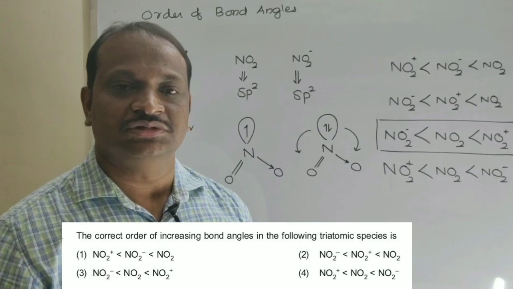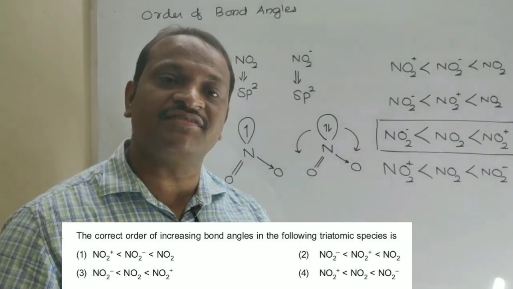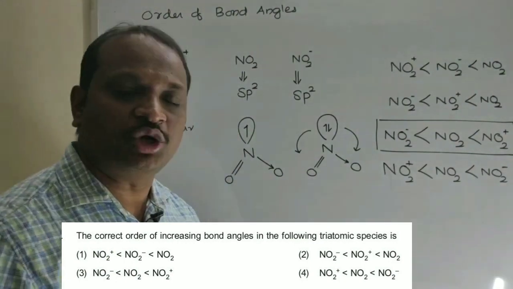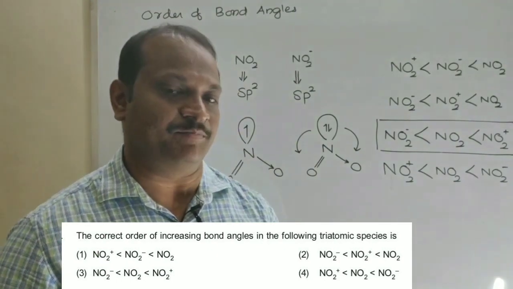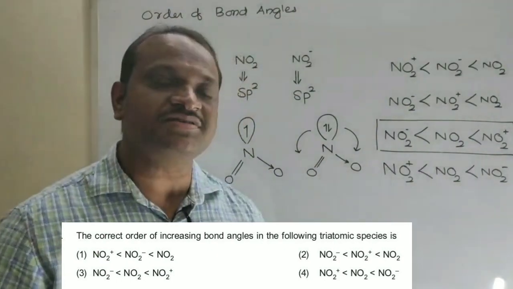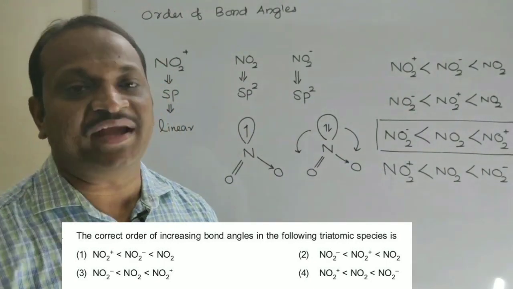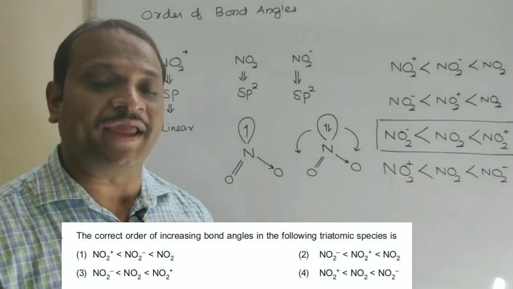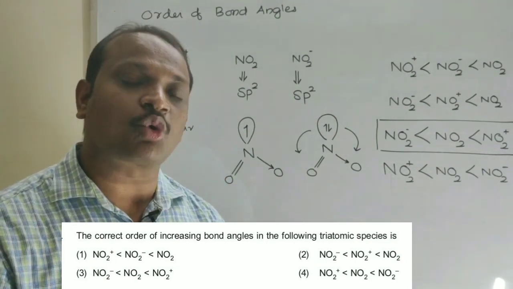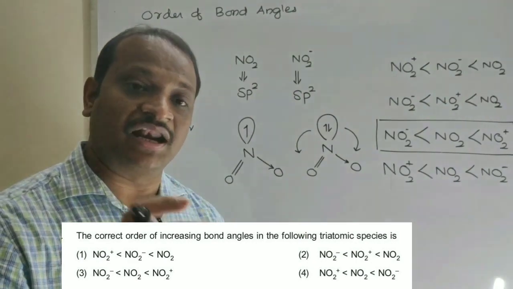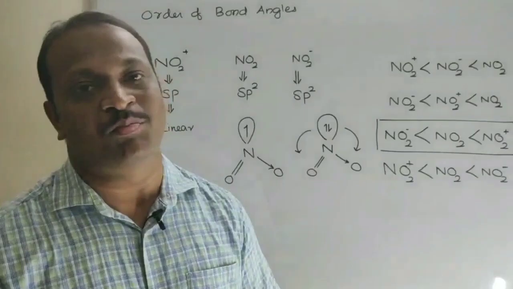I have told you, the bond angle of a compound is not only decided by hybridization or structure, it depends on the number of lone pairs and also on electronegativity. If all the other parameters are the same, then only we need to think about electronegativity. There we need to mind one point. If the electronegativity of the central atom increases, bond angle increases. If the electronegativity of the central atom decreases, bond angle decreases. Please keep this also in mind.